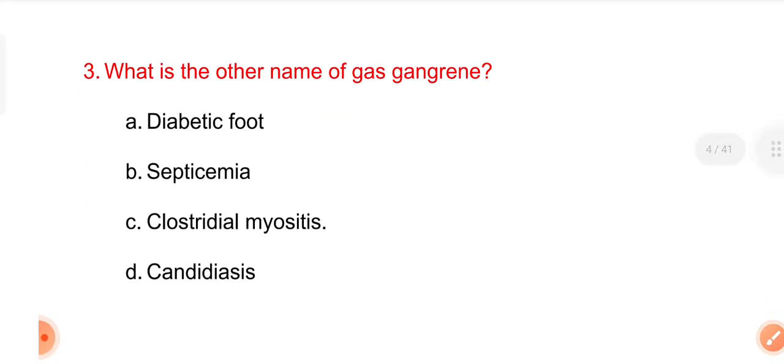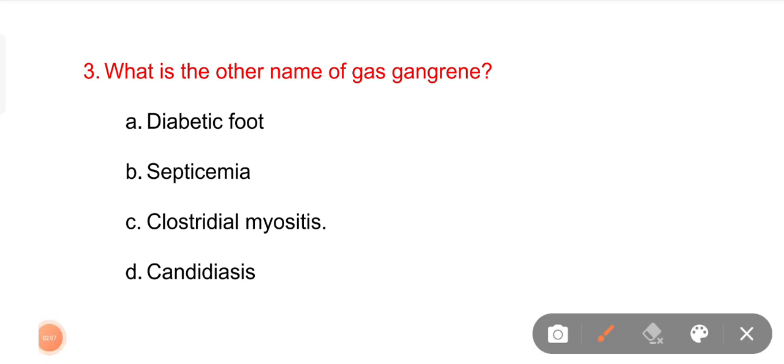The next question is: what is the other name of gas gangrene? Gangrene means it is a type of cell death. So what is the other name of gas gangrene? The options are option A diabetic foot, option B septicemia, option C Clostridial myositis, option D candidiasis. The right option is option C. Clostridial myositis is the other name for gas gangrene.